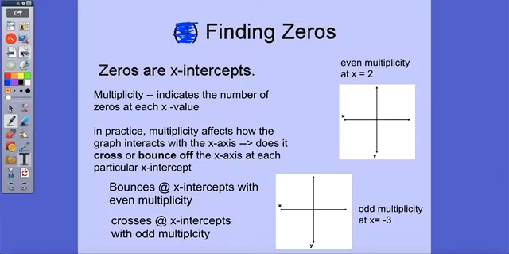Okay, so finding more information about the zeros, there's something called multiplicity. What's built into the term multiplicity is multiple. And the multiplicity of zeros just indicates the number of zeros at each x value. So if we recall, when we're finding zeros, we set a polynomial function equal to 0. So let's say we have this right here: x squared plus 4x plus 4 equals 0. And we're finding the zeros of this.